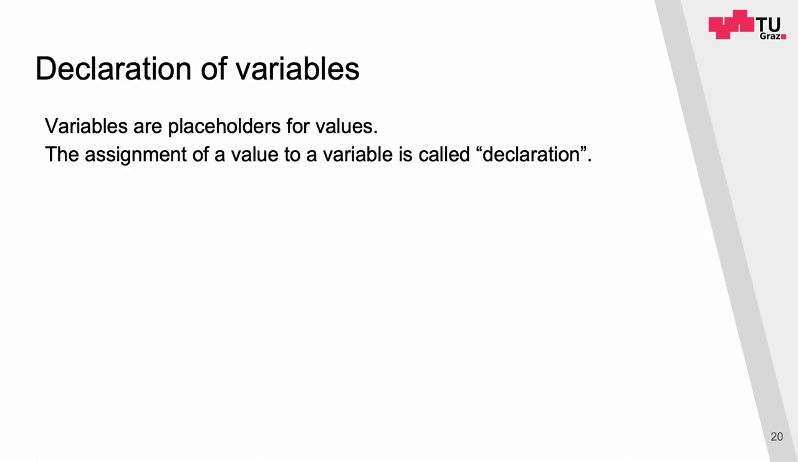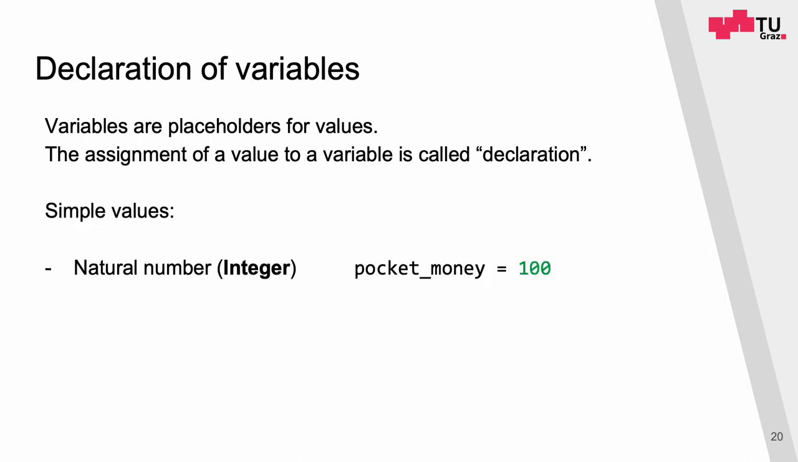As already said, variables are placeholders for values, and the assignment of a value to a variable is called declaration. So for example, if we want to store a natural number into a variable, we can type, for example, pocket_money equals 100. And with this line of code, we have declared a variable which holds a natural number, and the variable is called pocket_money.